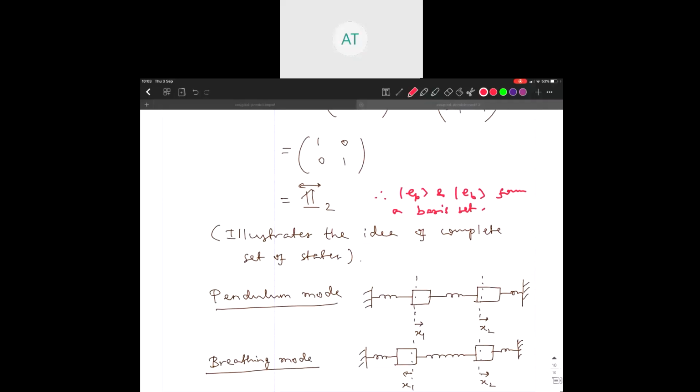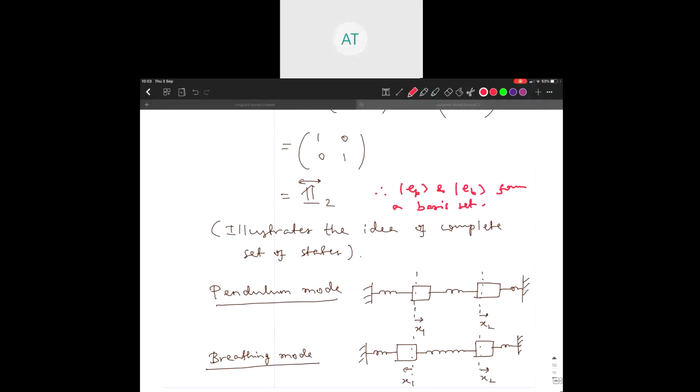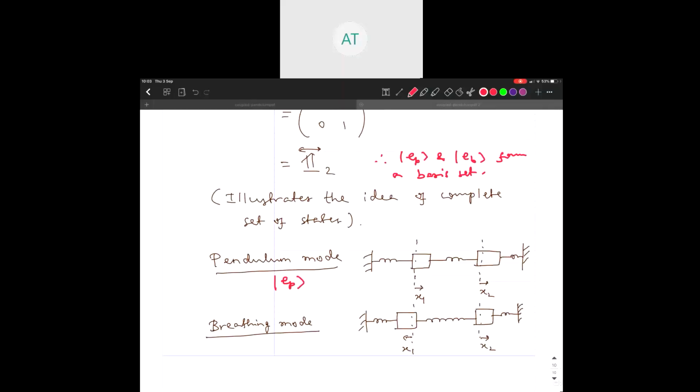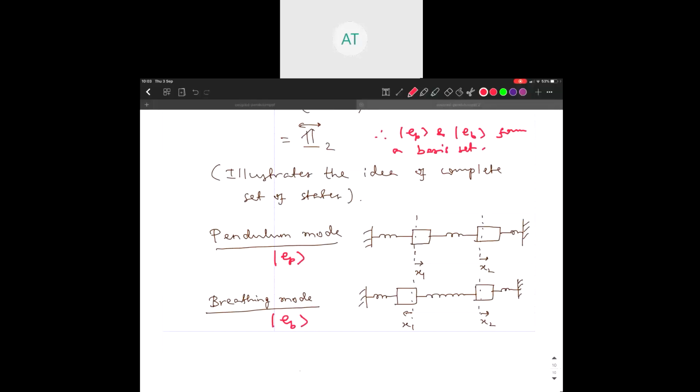So what essentially they represent is, you can imagine this EP and EB. This is the corresponding ket vector, and this is the corresponding ket vector. They respectively represent the pendulum mode and the breathing mode. When we say pendulum mode, it is as if both x1 and x2 are in phase. Either they both go like this, or both come back like this. Both the masses are maintaining a constant phase relationship, and they move together.